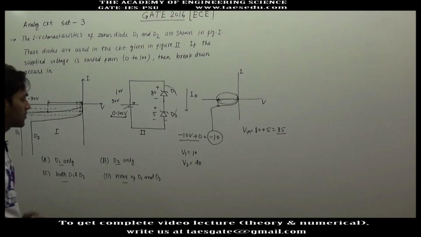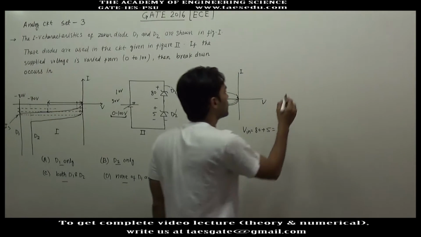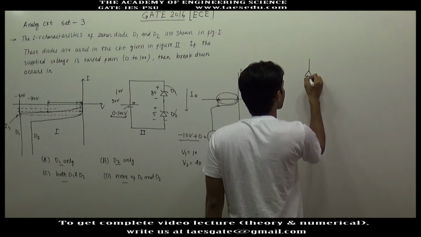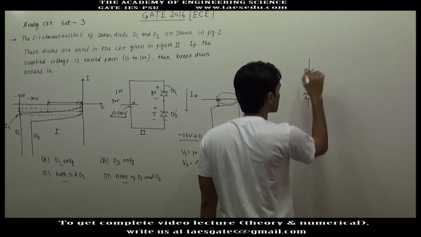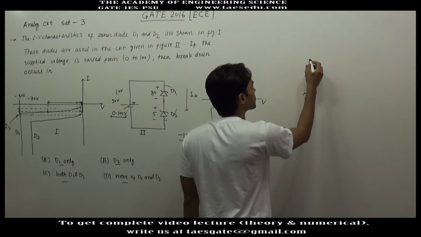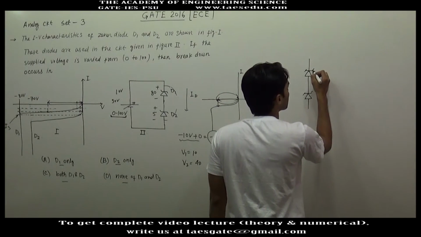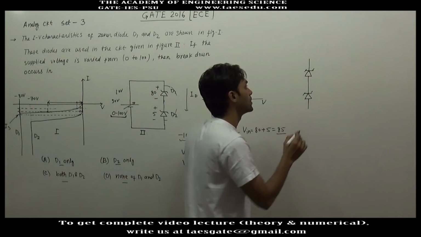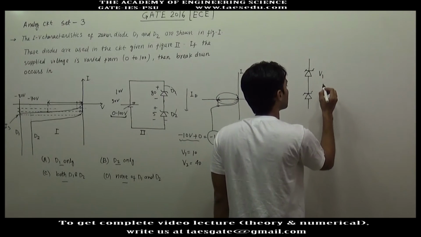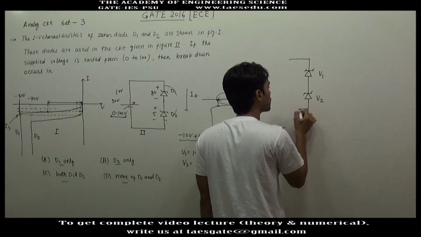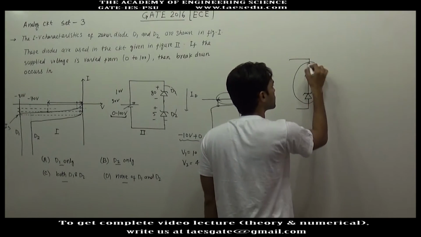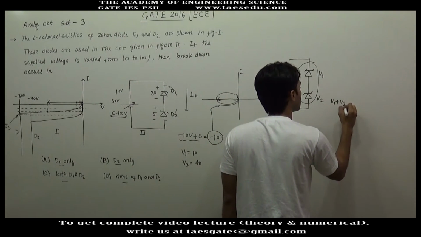So generally we have a thinking that if two Zener diodes are connected in series, one diode has breakdown voltage V1 and the second diode has breakdown voltage V2, the overall breakdown voltage of the composite switch will be V1 plus V2.